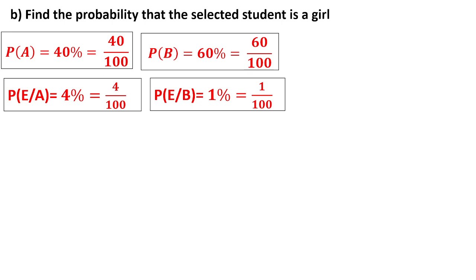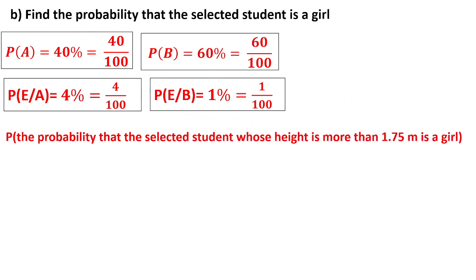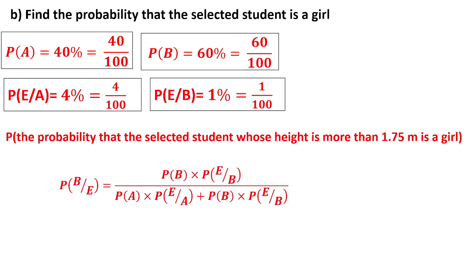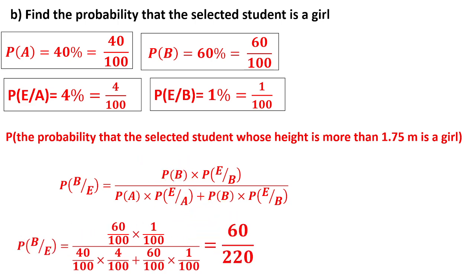Let us go to the second question. It says girl. Probability that the selected student whose height is more than 1.75 is a girl. It is B given E. You know the formula. Now substitute in the formula. It is 3 by 11. Anyway, the first one is 8 by 11. The second one should be 3 by 11. You can get it directly also, because both of them are exhaustive events. Their addition should be 1.